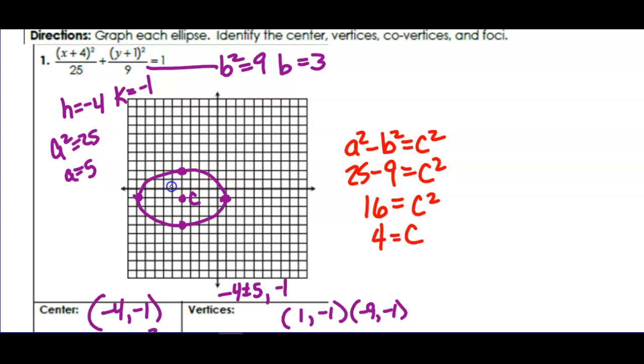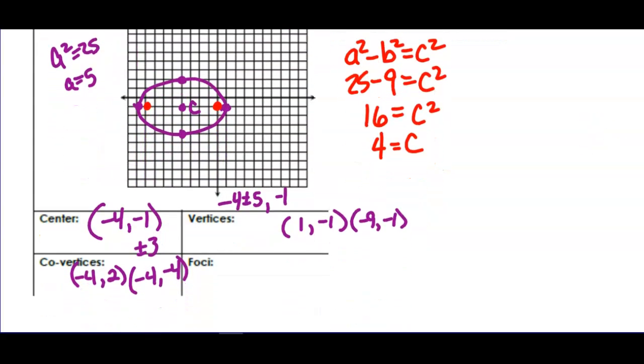4 equals C. So I go out 4 this way, 1, 2, 3, 4. Yay, a nice number. 1, 2, 3, 4 this way. Okay, so the foci were from the center 4 units in the X direction, so the plus or minus 4 goes here.